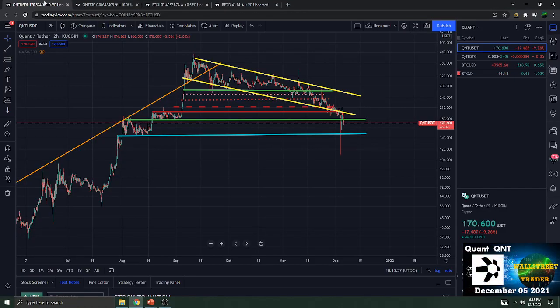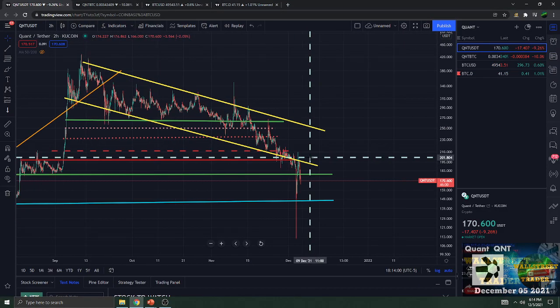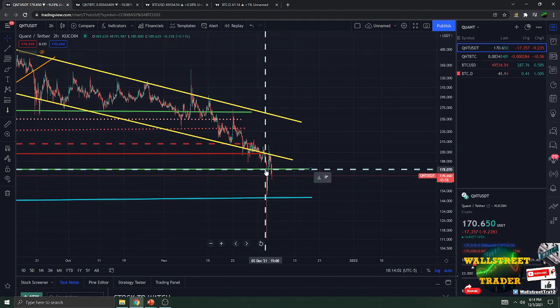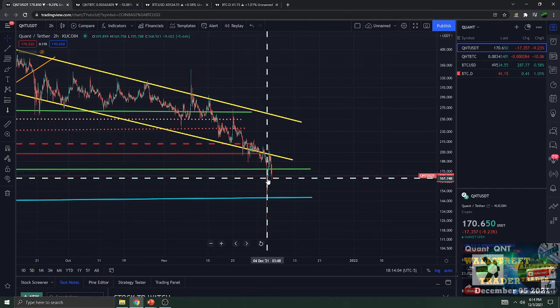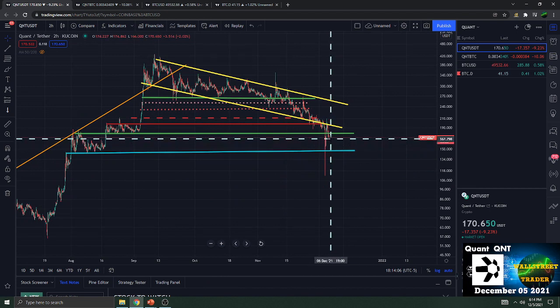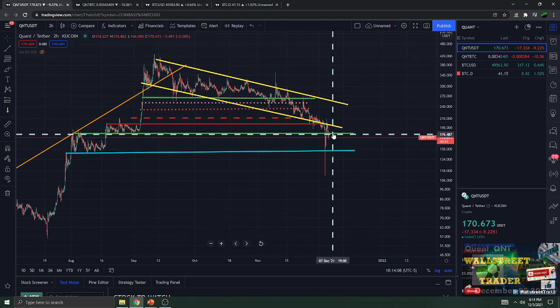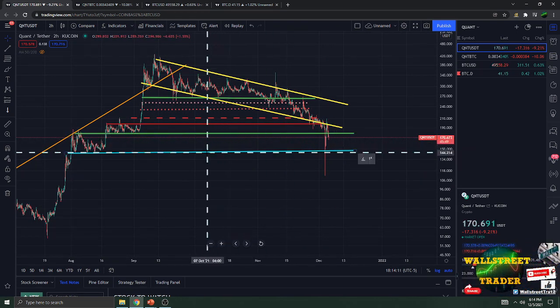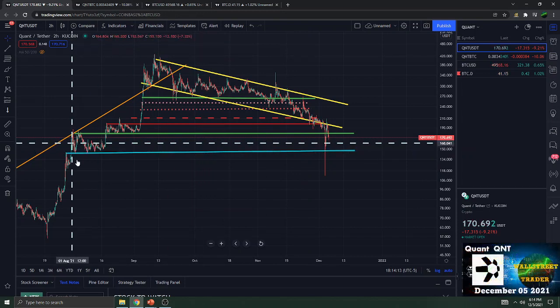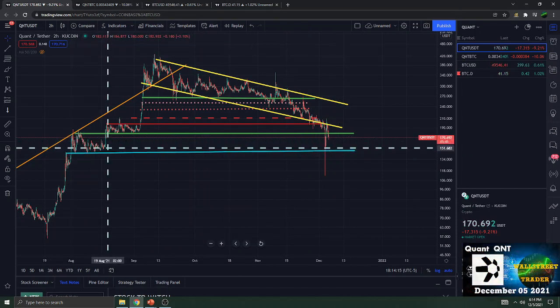Let's move forward. Quant US dollar is still under pressure. Make no mistake about it. We broke this area of support around 178 again. And here we are, kind of stuck below 178. I just drew this turquoise line before the video. We kind of talked about it, but never really memorialized it.